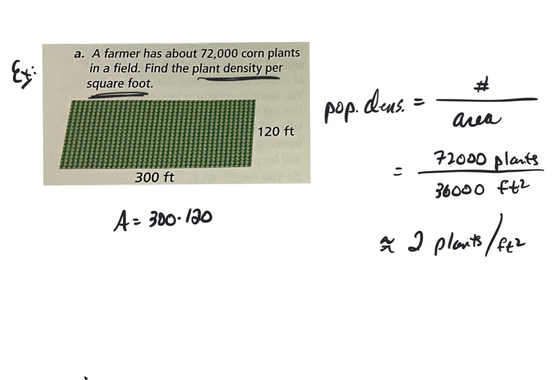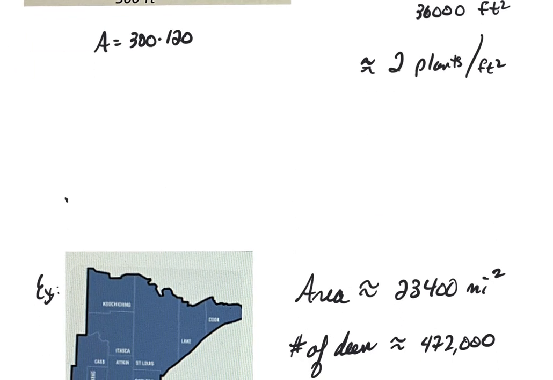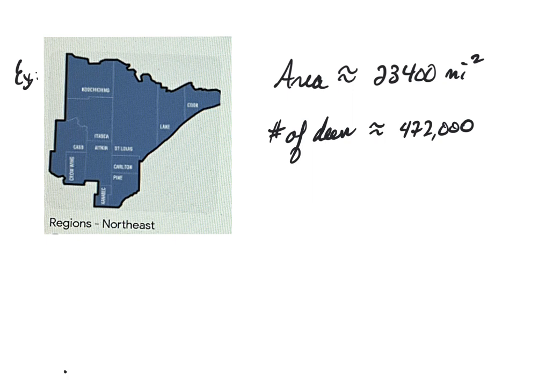Okay? And then I've got 2 examples with our region. Okay, here's one as an example. I just took a picture of the northeast part of Minnesota here. And then I just did a rough calculation for the northeast part of the state. And then off the DNR site, I just approximated the number of deer that live in our neck of the woods, in our part of the state.